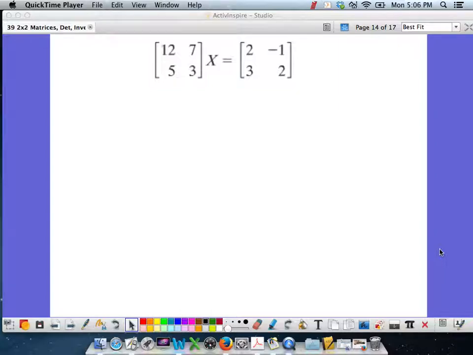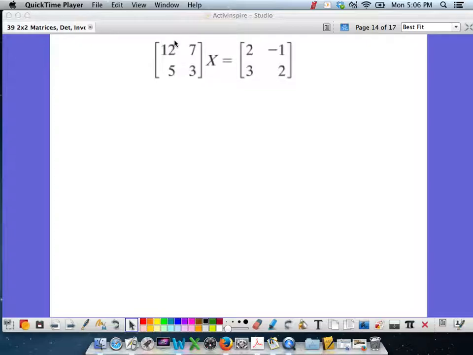This is an example of how to solve a matrix equation using inverses. Several steps here, so let's try to put them all in order. The first thing that we want to do is solve for x. So if we want to solve for x, we have to undo this particular matrix. To undo a matrix, you want to multiply it times its inverse.